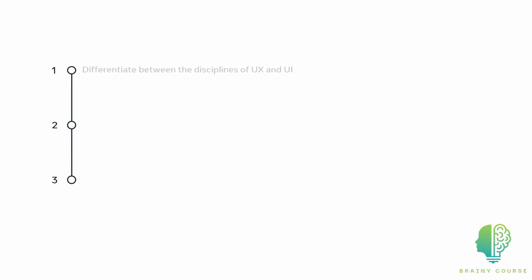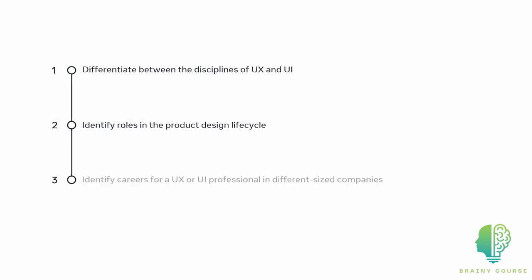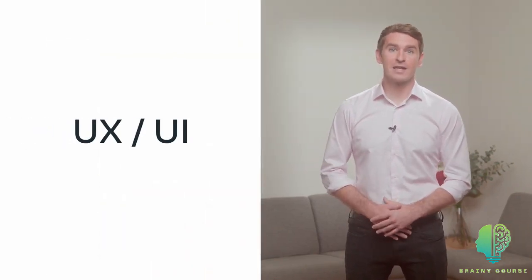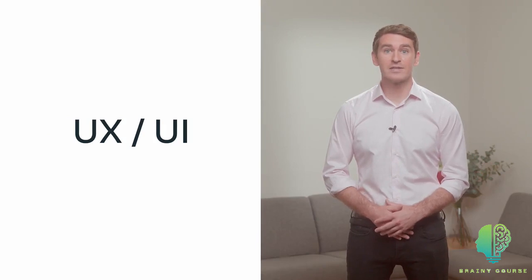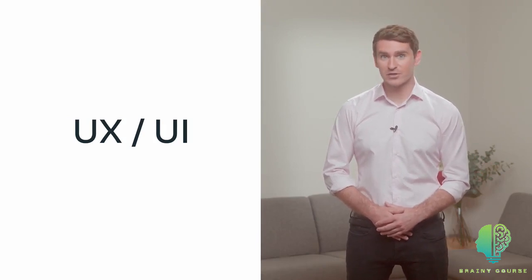In this video, you will learn how to differentiate between the disciplines of UX and UI and identify the typical roles they fulfill in the product design lifecycle. You'll also identify the careers for a UX or UI designer in different sized companies. As an aspiring UX UI professional, it is important to know what each discipline is and what kinds of jobs there are in the field. Let's consider the Little Lemon restaurant and how UX and UI might be contextualized and differentiated within that organization.